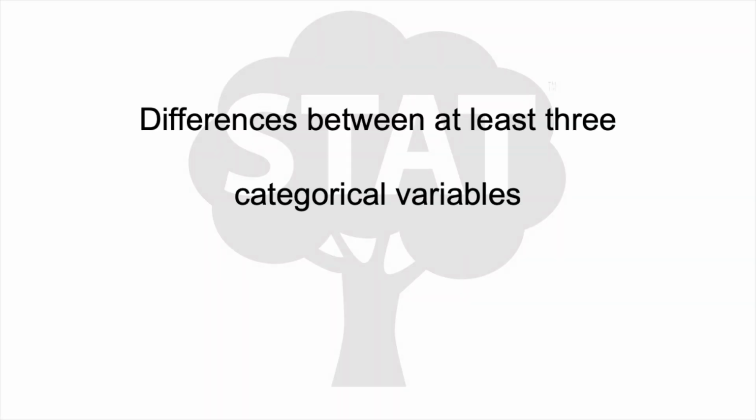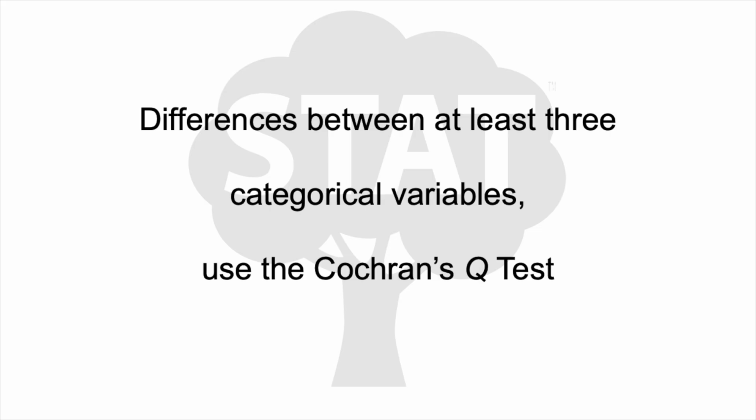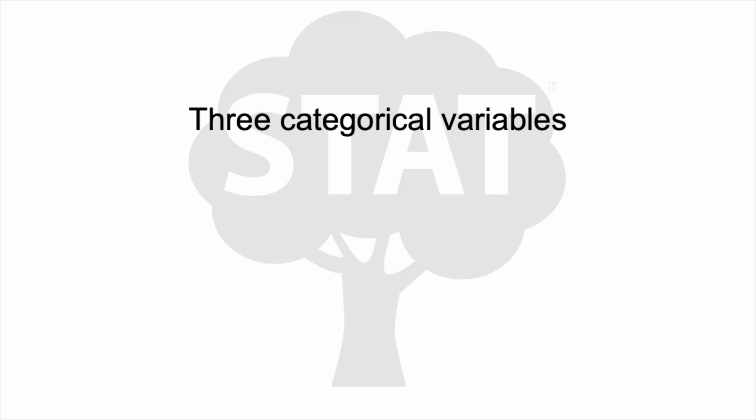To test whether there are differences between three or more categorical variables, the Cochran's Q test would be appropriate. This test is similar to the Repeated Measures ANOVA, but for categorical variables. You will need three dichotomous categorical variables in order to run this test.